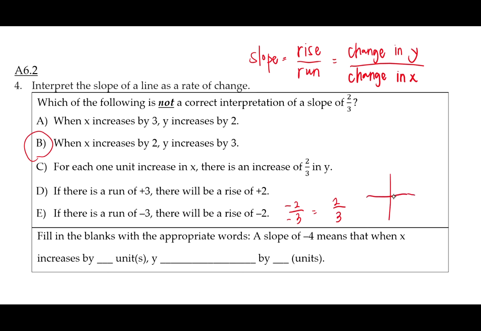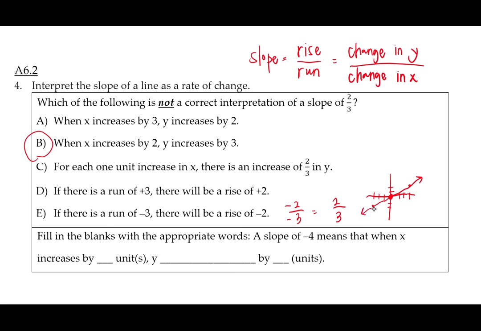If I were to sketch a little graph for us, let's start at the origin, and if I go to the right 3 and up 2, I would get right there where I've plotted this point. This is the point (3, 2). If I were to do a run of -3, I would go left 3 and a rise of -2. That means I would go down 2. And notice, this is the point (-3, -2). Notice that both of these points fall on the same line, which has a slope of 2/3.